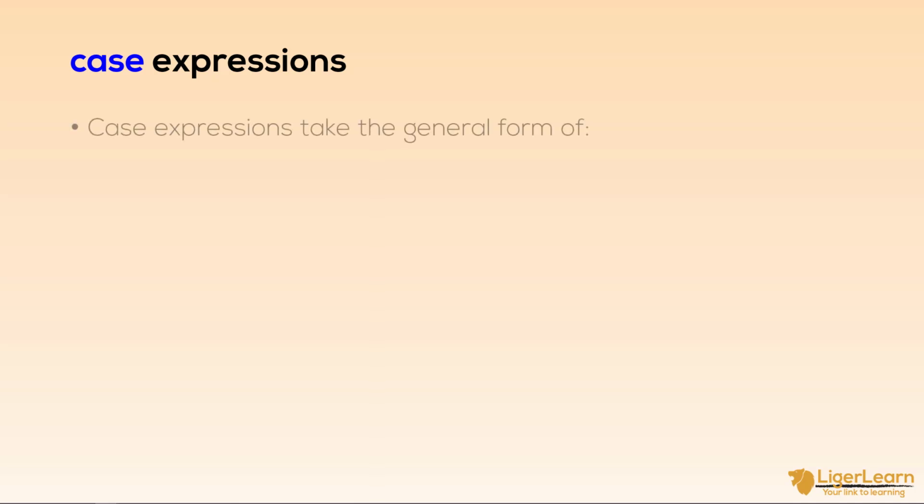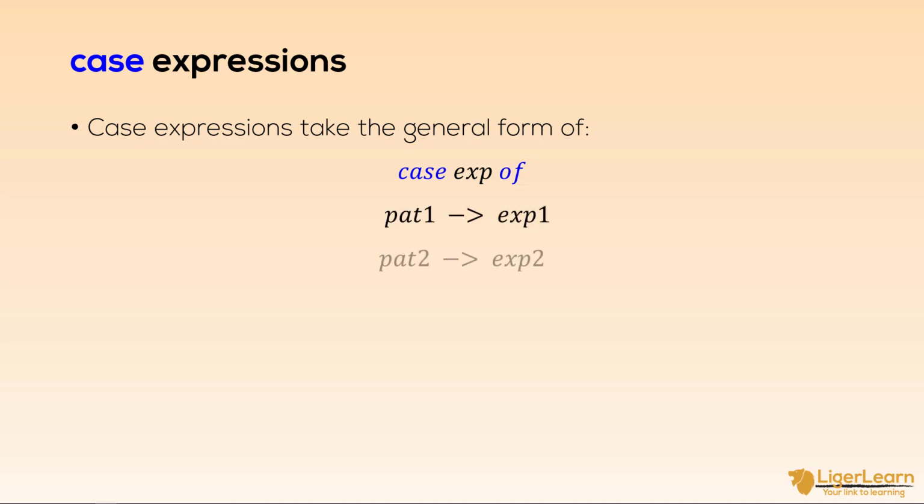Case expressions take a general form of the following. You place an expression in between the case and of keywords, and then you provide a sequence of pattern matches which all return their own expressions as a result. We use the arrow syntax to link a pattern with the expression it returns. We'll see what this means exactly with an example.